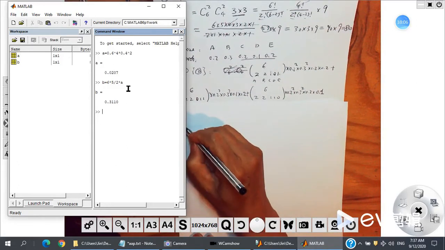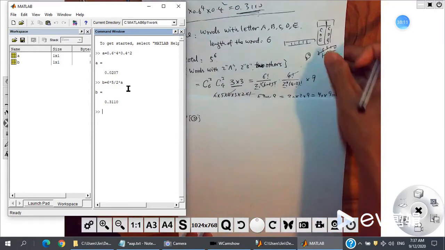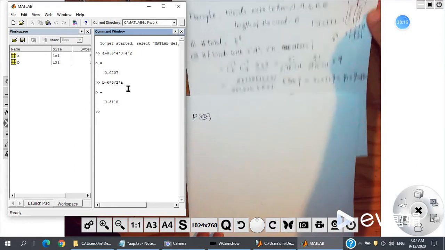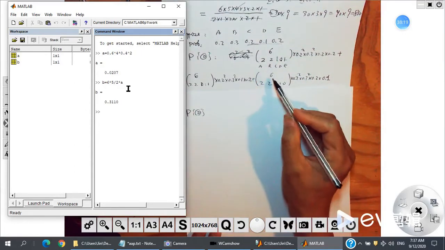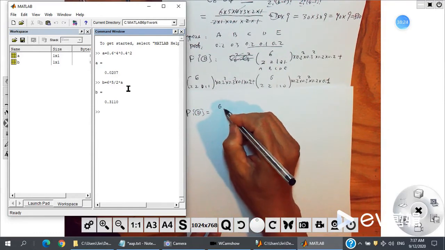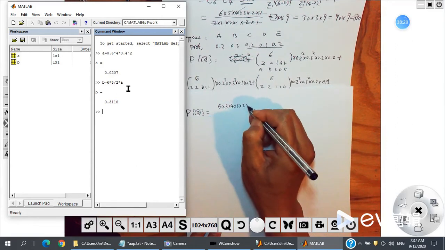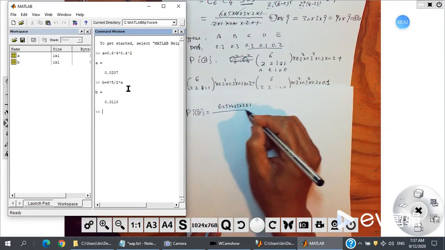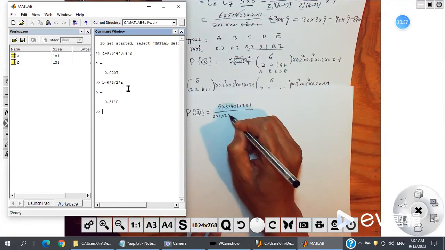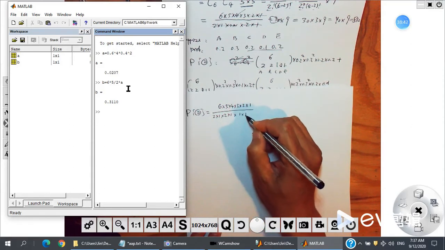So probability of the second event, this is the event, right? Second event, or B, I need to calculate these. So this is 6 times 5 times 4 times 3 times 2 times 1, the numerator. Denominator is 2 factorial, 2 factorial, and 1 factorial is 1, 0 factorial is 1, and 1 factorial is 1.